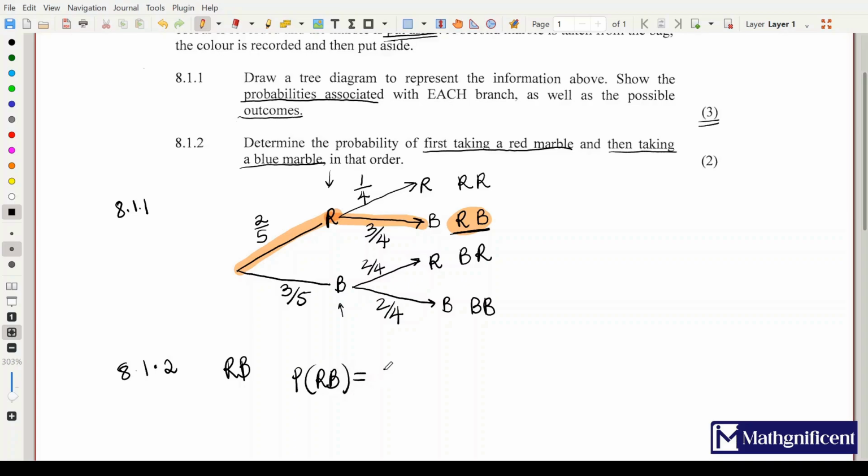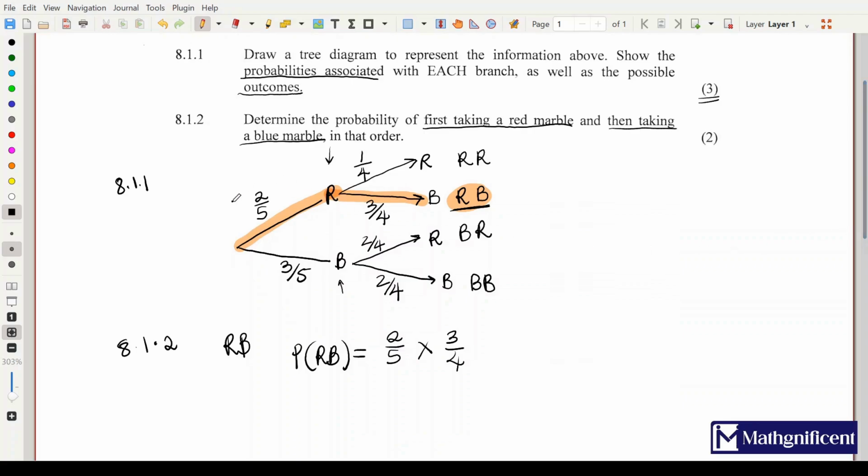So how do we actually get this? We are going to say that this is 2 over 5 multiplied by 3 over 4. When we are looking for probabilities and moving across from the left to the right, we should multiply in order to get the probability of that particular outcome. So we have 2 over 5 times 3 over 4. What will this give us? This is going to give us 6 over 20.